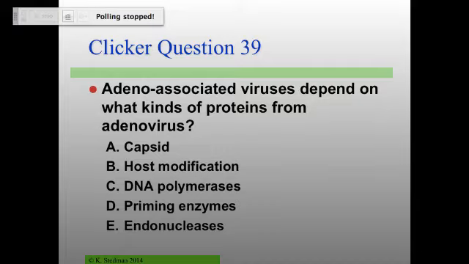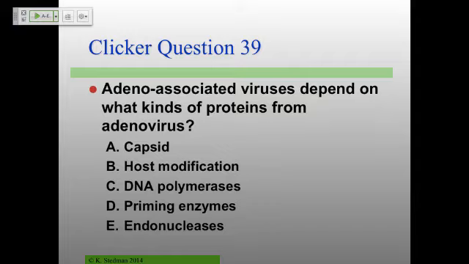Capsid. Nobody seemed to like capsid. I'll show this in just a second. I don't want to block the whole thing here. Turns out there are some really fascinating both bacterial and archaeal viruses that use a capsid protein from an associated virus to do that, but not adeno-associated viruses. They actually have their own capsid protein. Host modification, yeah, that's what the answer is.